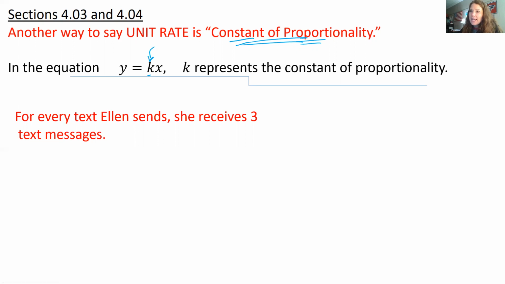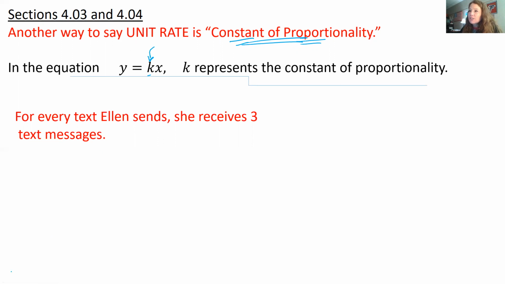It says for every text Ellen sends, she receives 3 texts. So the unit rate or the constant of proportionality would be 3, because when she sends one text, she always receives 3. So if she sent 2 texts, she would receive 6, and so on and so forth, right?